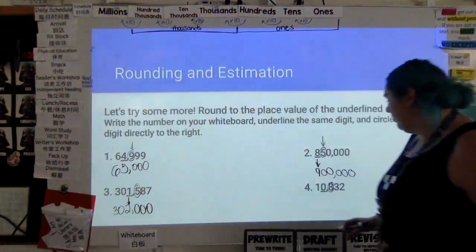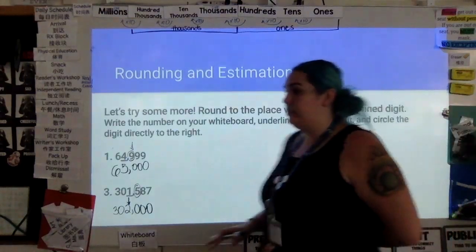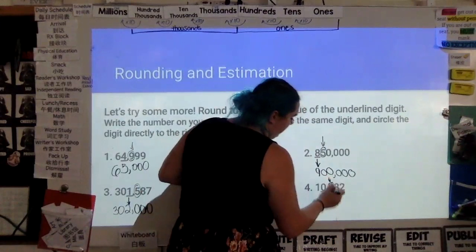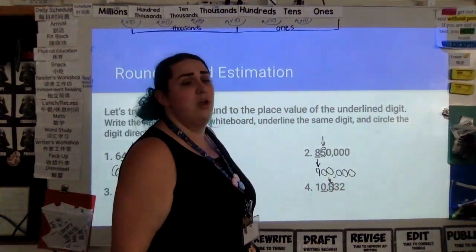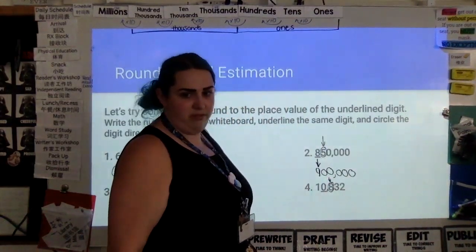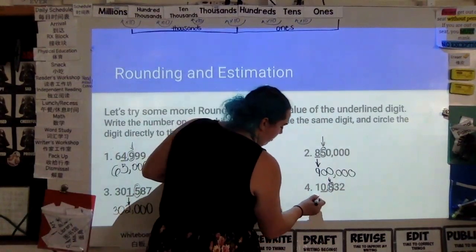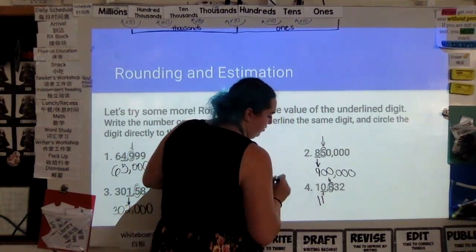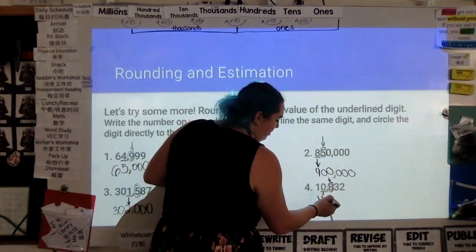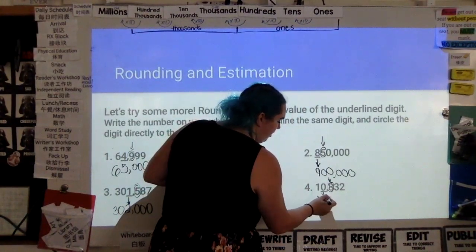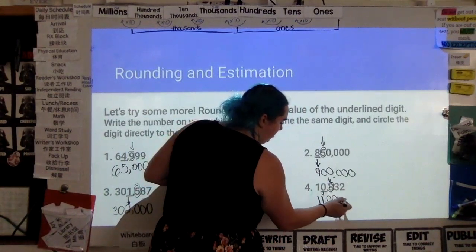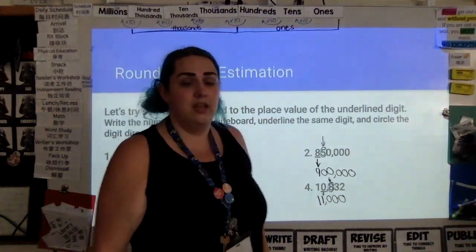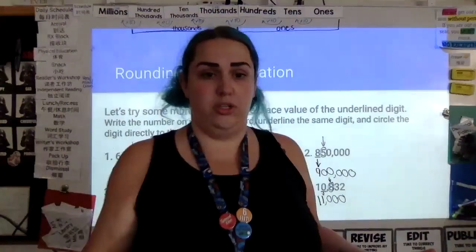Let's see if this one also goes up. Oh, this one's also going to probably go up. How do I know that? I know that because I'm looking at this 8 and I'm saying to myself, 8 is way bigger than 5. So my 1 is going to stay the same. My 0 is going to turn into another 1. My 8 is going to become a 0. My 3 is a 0, and my 2 is a 0. 11,000. Okay. Hopefully this makes sense to you.